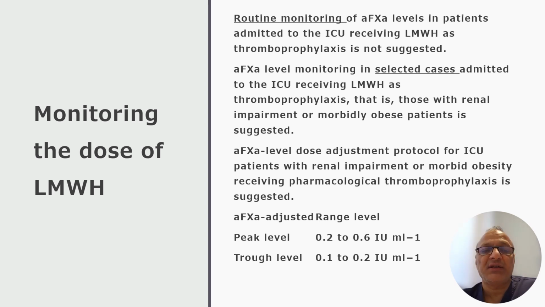However, the guidelines suggest anti-factor Xa level monitoring in selected cases admitted to the ICU and receiving low molecular weight heparin as prophylaxis, and it includes selected cases of renal impairment or morbidly obese patients. In such patients, an anti-factor Xa level dose adjustment protocol is suggested. The peak value of anti-factor Xa of 0.2 to 0.6 international units per ml and a trough level of 0.1 to 0.2 international units per ml is suggested. The peak value is measured 3 to 4 hours after the dose.